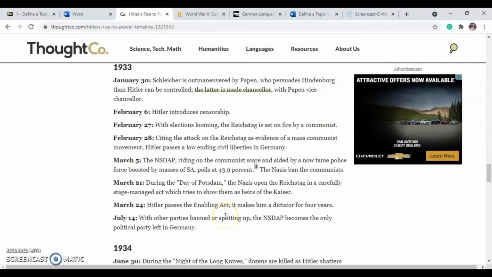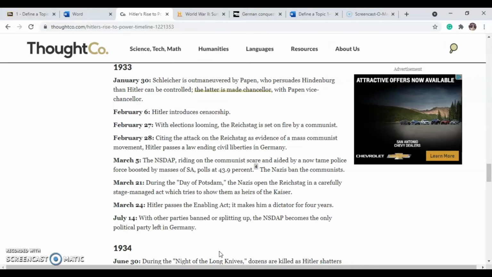Immediately, once Hitler gets elected, he introduces censorship and starts putting his ideas into motion. He does not waste time. And you can see right here on March 5th, the Nazis banned the communists. And March 24th, he passes the Enabling Act, which made him dictator for pretty much the next 4 years, guaranteed.